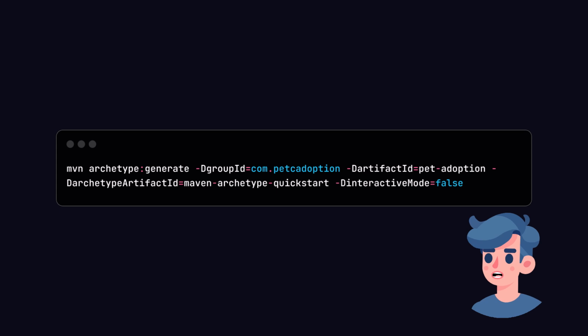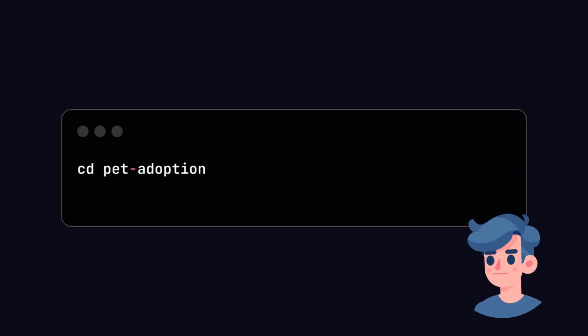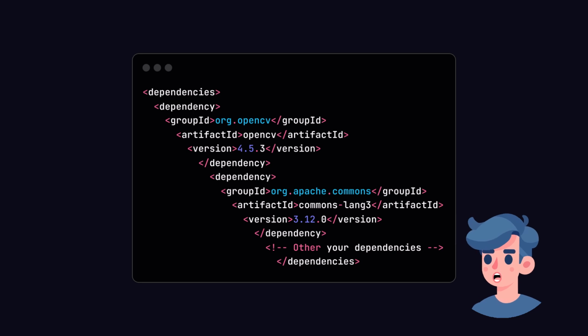Now, let's set up our Maven project. Open your terminal and create a new Maven project using the following command. Once the project is created, navigate into the project directory using the command. Next, we need to add the necessary dependencies to our pom.xml file. This includes dependencies for OpenCV and any other libraries we will be using.